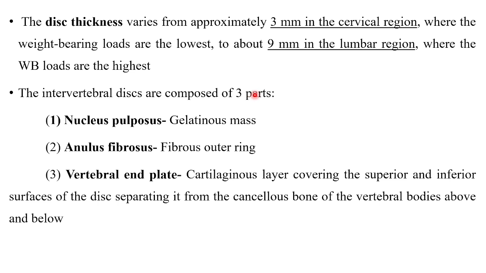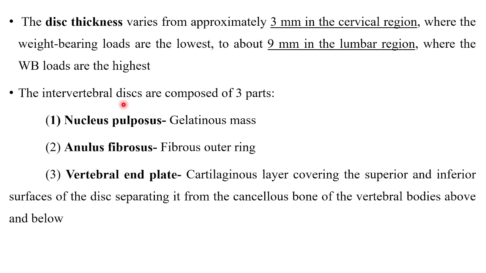The disc thickness also varies from approximately 3 mm in the cervical region, where the weight bearing loads are the lowest, to about 9 mm in the lumbar region, where the weight bearing loads are highest. So in the cervical region the thickness is only 3 mm, compared to the lumbar region, because the weight bearing is highest in the lumbar region. So in the lumbar region, the disc thickness will be 9 mm.